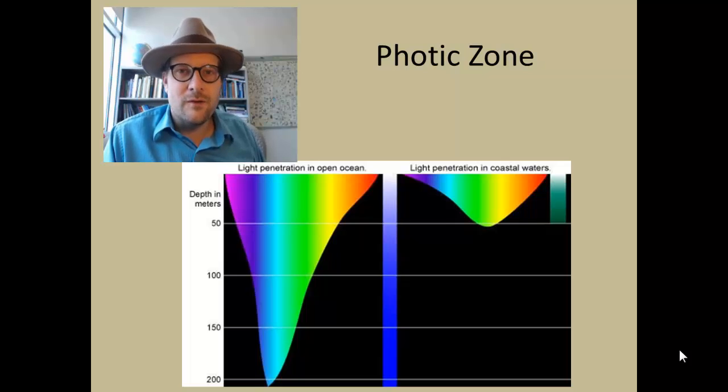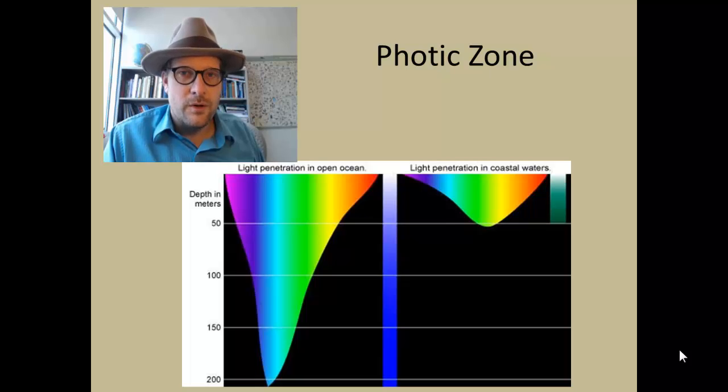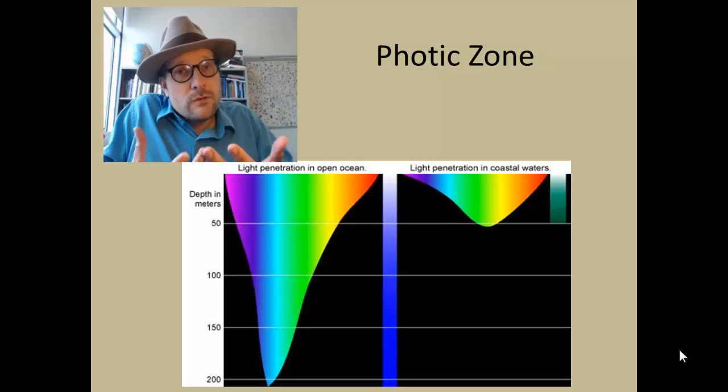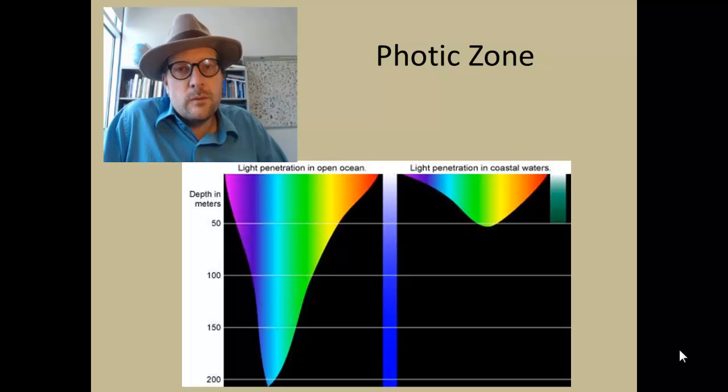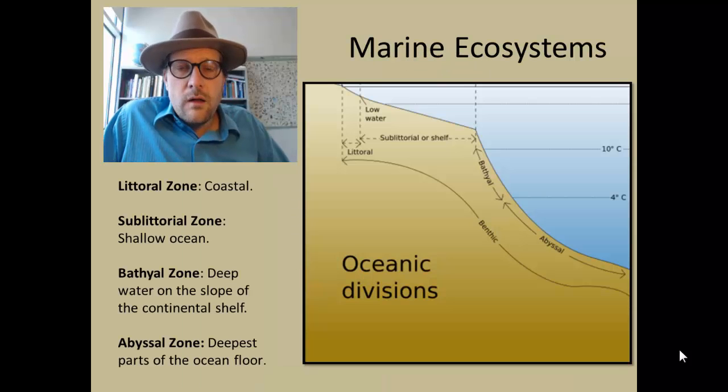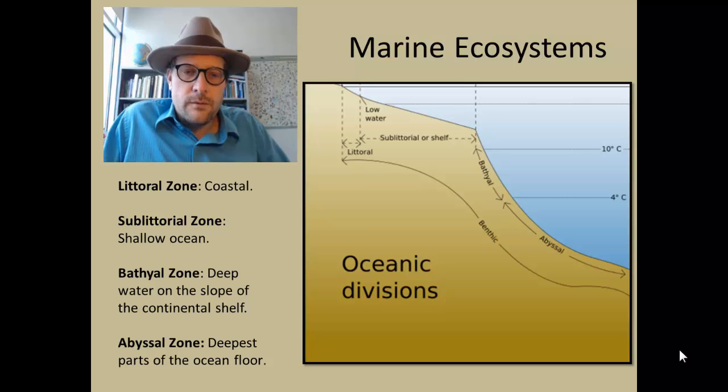And oftentimes, if you're flying in an airplane over the open ocean, you can see this contrast between the green coastal waters and the deep blue of the open ocean waters, and that has to do with how far the light is penetrating. Now, the photic zone is very important because many organisms that we'll see depend on that light as a very important source of energy. Along marine ecosystems, we can also sort of divide up the zones.